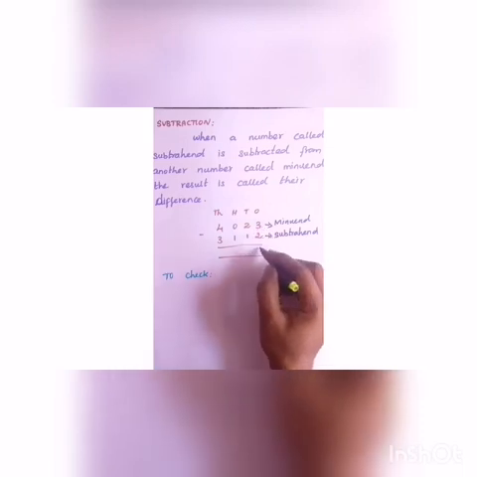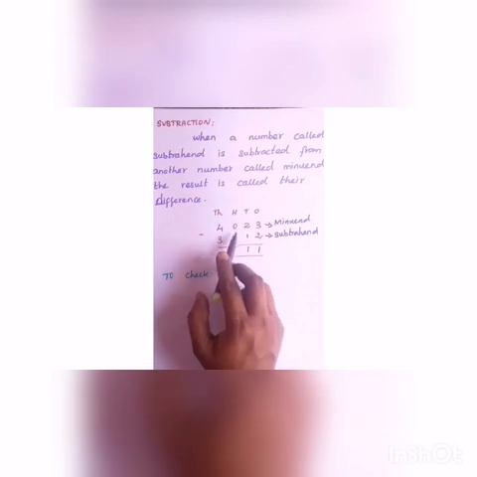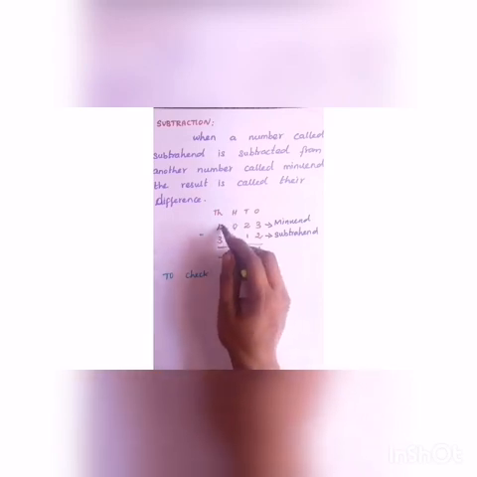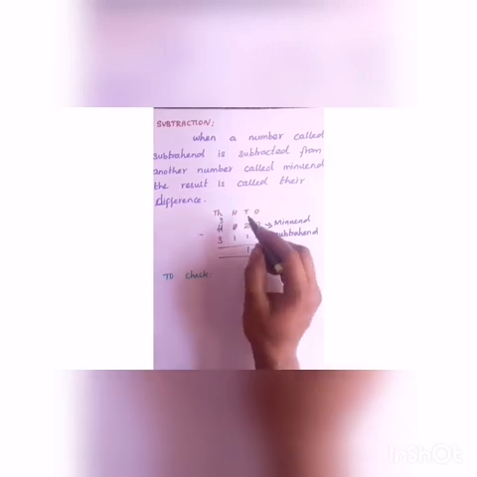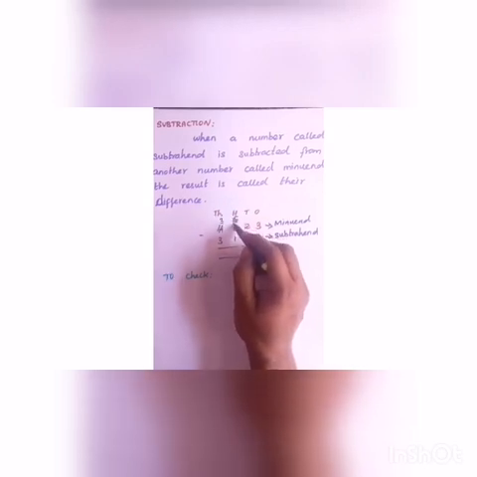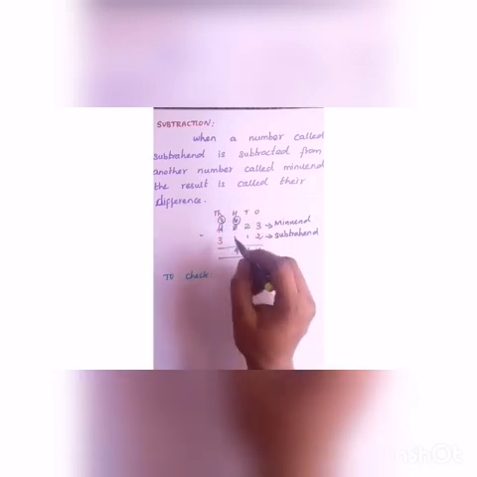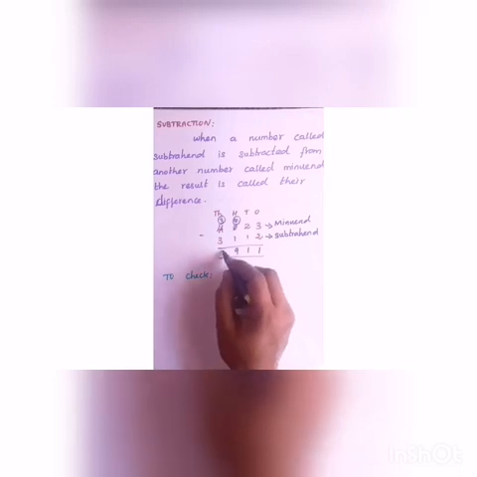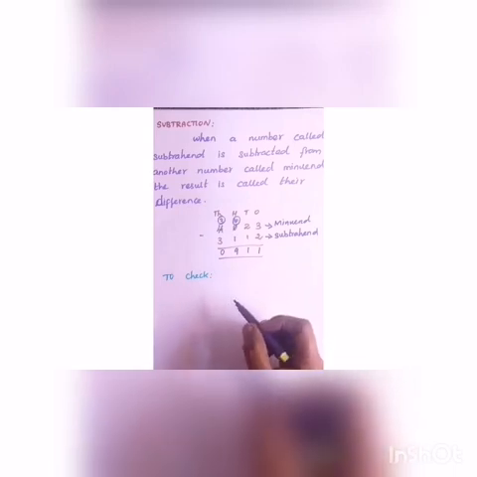3 minus 2, 1. 2 minus 1, 1. Can you subtract 1 from this 0? No. So this time you borrow from this 4. So this 4 becomes 3 and this 0 becomes 10. Now subtract: 10 minus 1, 9. 3 minus 3, how much? 0. Okay. We already studied how to check this subtraction in our previous class. Previous class means 4th standard. Now we are going to check.